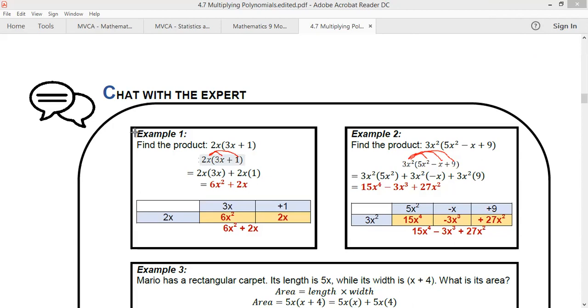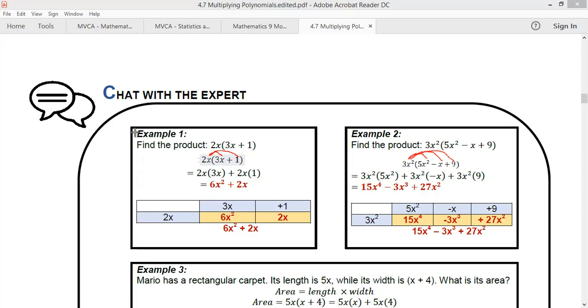Now, I assume that you know how to do multiplication tables, right? So we will multiply first. 2x times 3x, the answer will be here. 2 times 3 is 6. X times x is x squared. Next, this 2. 2x times 1 is 2x, that's positive. Therefore, the answer of this is 6x squared plus 2x.